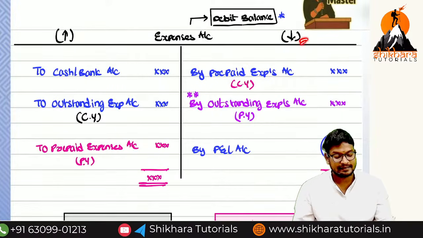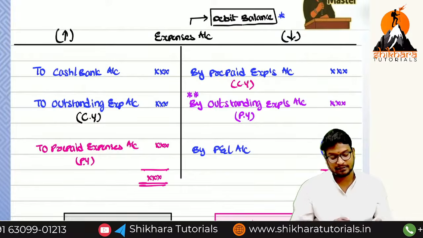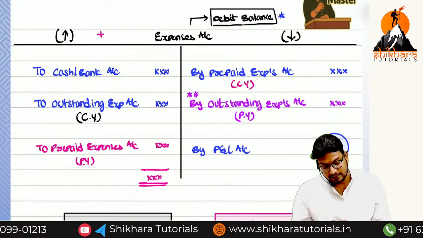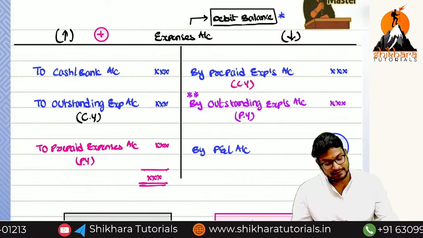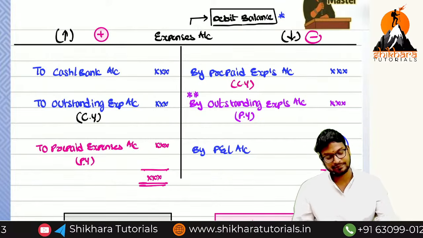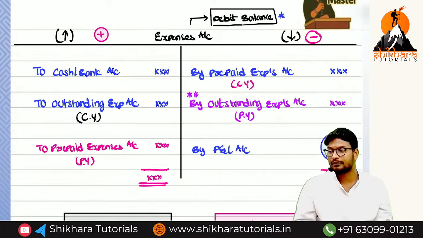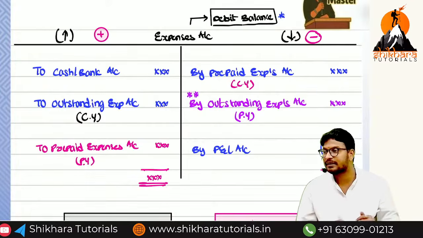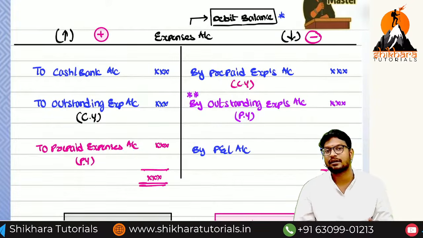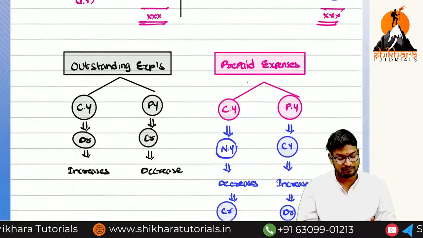Debit side. Decrease means which side, ma? Credit side. So increase means add, decrease means minus. Yes. So these are the things you have to remember. If you understand the expenditure account easily, you are going to understand what, ma? Income account. So please take a note of it.